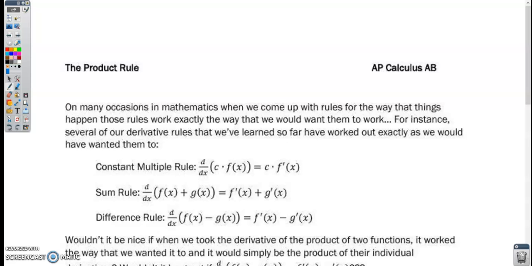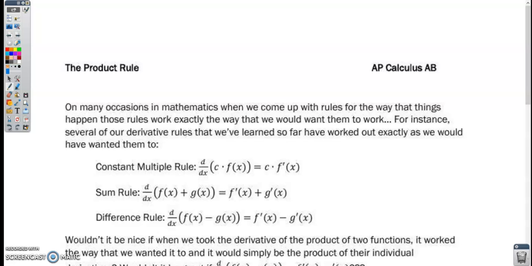A lot of times in mathematics, when we try to come up with rules for how things work, they indeed do work exactly the way that we would want them to work. Like the constant multiple rule for derivatives. If we take the derivative of a constant times a function, the result is just the constant times the derivative of that function. That's exactly what we'd want.